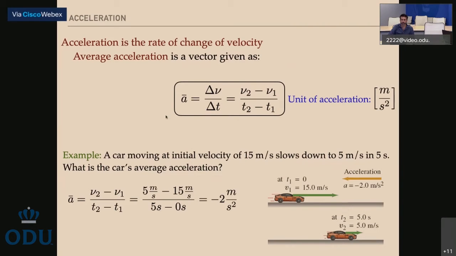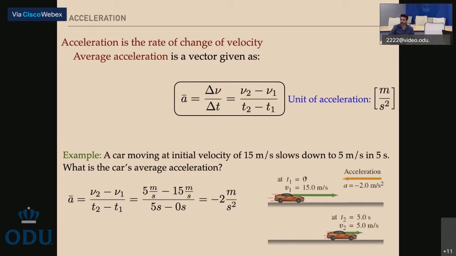And so you can just apply this definition, right? The average acceleration is just equal to the final velocity minus initial velocity divided by the change in time. The final velocity is 5, the initial one is 15, so 5 minus 15, that's equal to negative 10, divided by the change in time, where the final one is 5, the initial time was 0, and so negative 10 divided by 5, that's equal to negative 2. Easy, right? And so that's telling you the average acceleration.